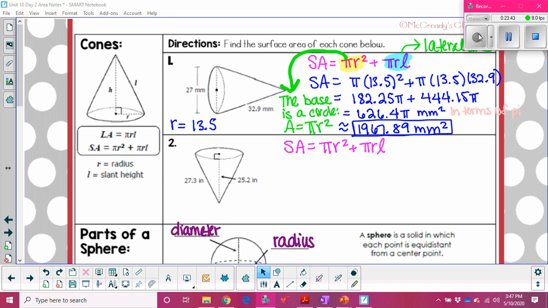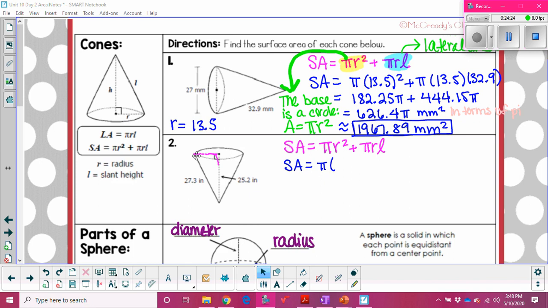For number 2, using your formula, the surface area is equal to pi times the radius. We don't have the radius, and we don't have the diameter either, so we have to figure this out. Again, we're going to use triangles. We drop a triangle in here. The height is 25.2. If I draw a segment from the center of this cone to the outer edge, I get a perfect right triangle.